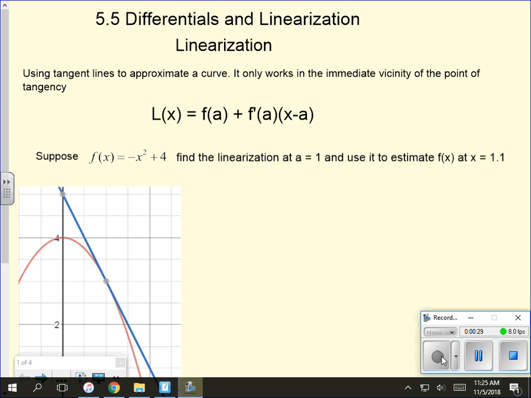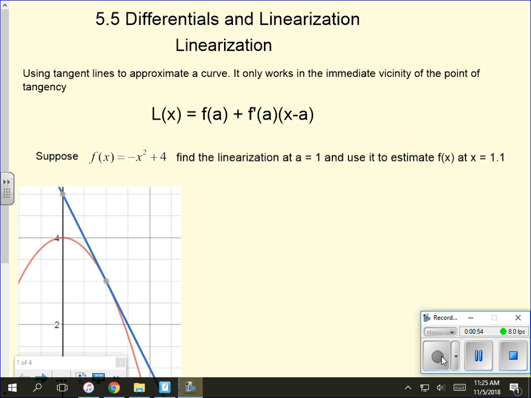Linearization, though, is kind of a big deal, but it's a really simple one. Using tangent lines to approximate a curve, it only works in the immediate vicinity of the point. The idea is if you zoom in close enough on any curve, what do you get? You get a straight line. So you can use a tangent line to approximate a curve. Okay? It's one of the things that we do. What does that mean by approximate?